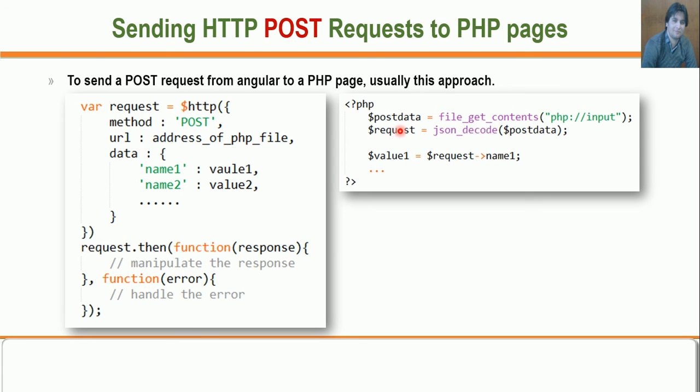Now it is time for us to process the data. In order to get each value here, we need to use this request along with the name parameter. For example, in this line of code, we are going to capture this value. So we say request along with its name1 property, and the value is assigned to a variable called value1.